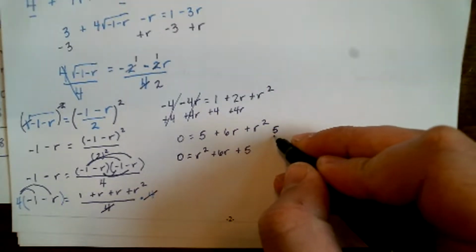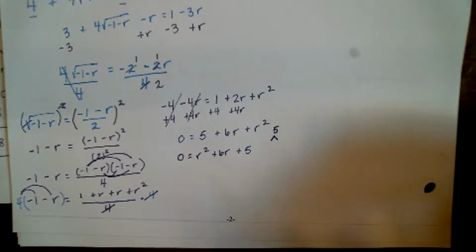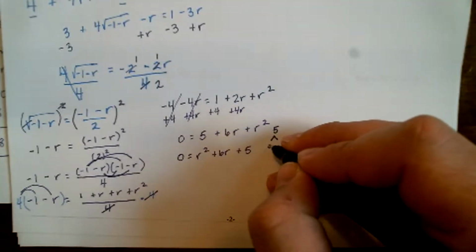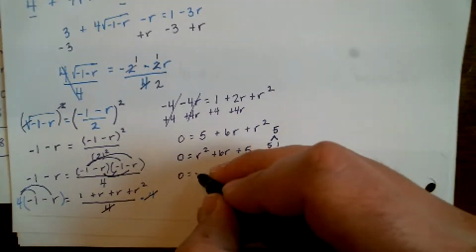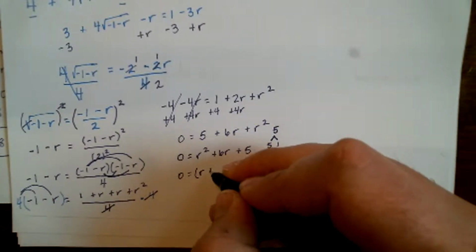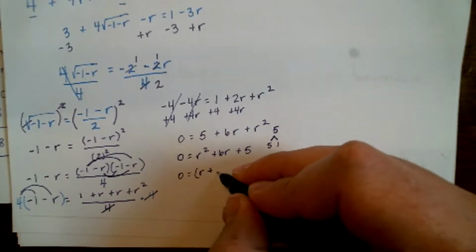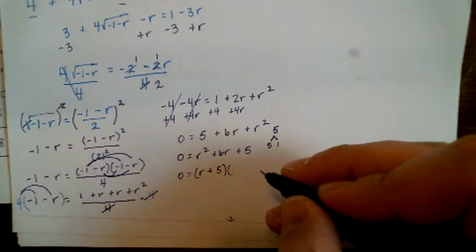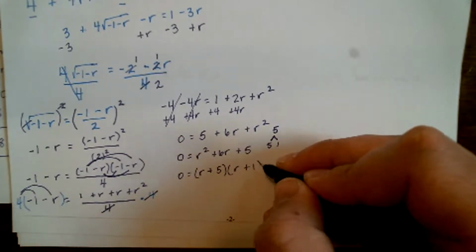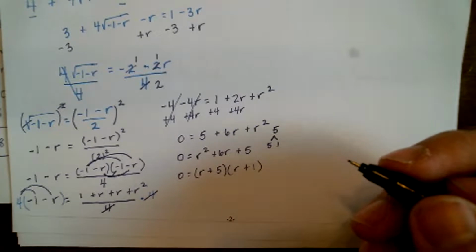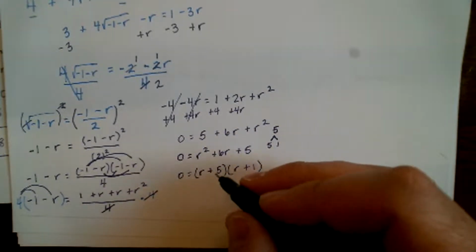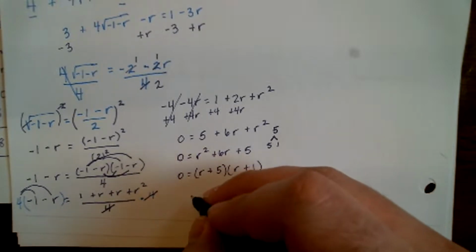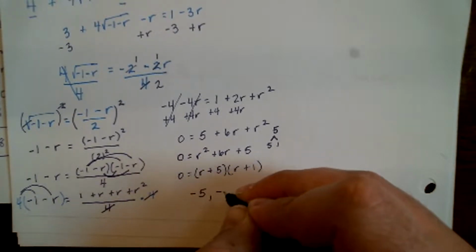What will multiply to be 5, add to be 6? Should be 5 and 1. 0 is equal to r plus 5, r plus 1. And then, therefore, we know that that would then be negative 5 and negative 1.